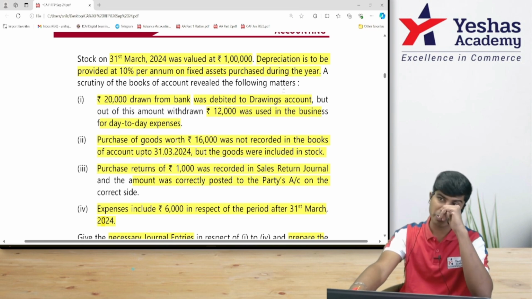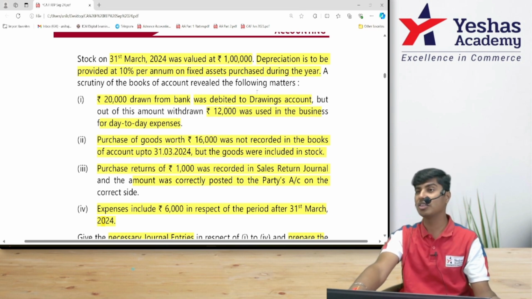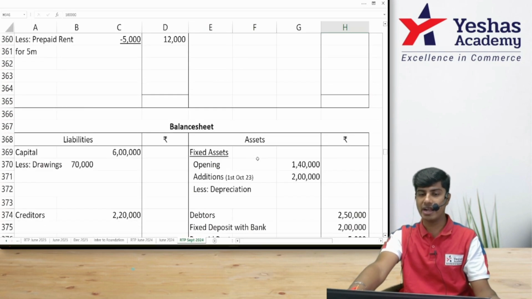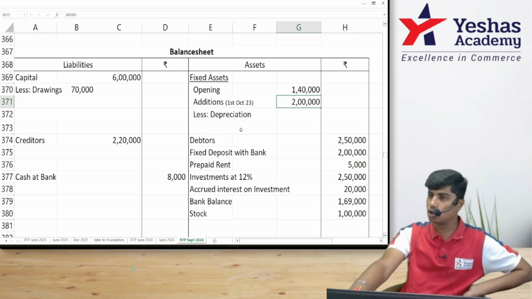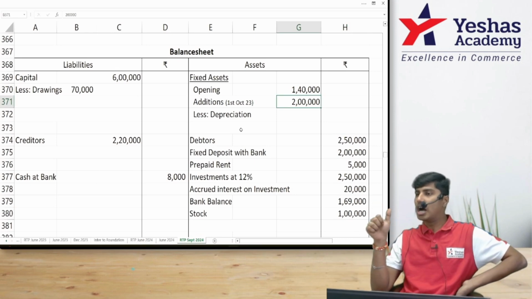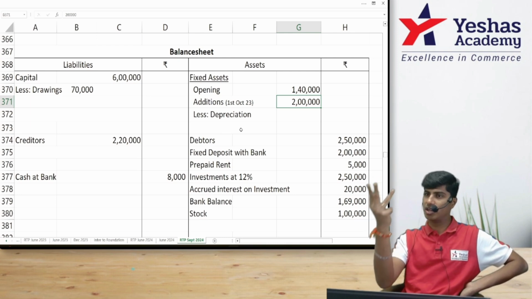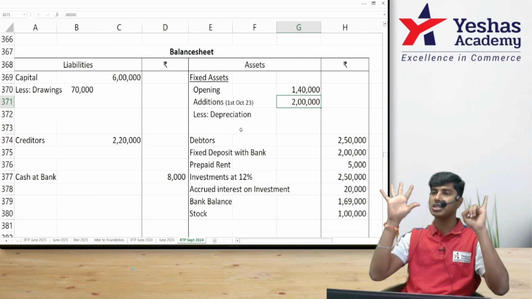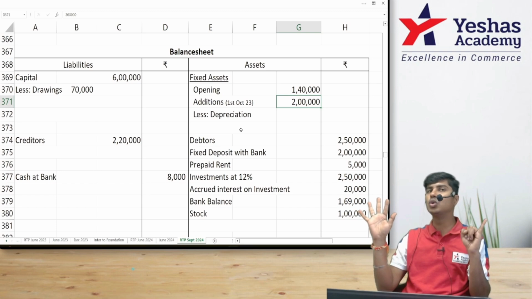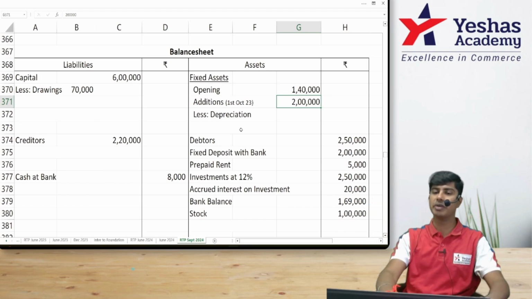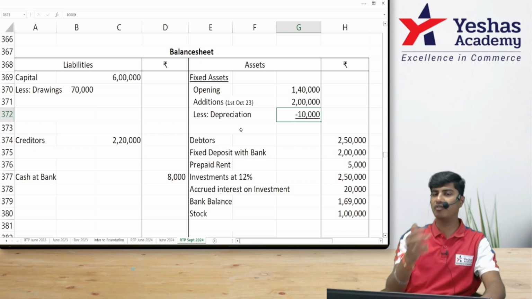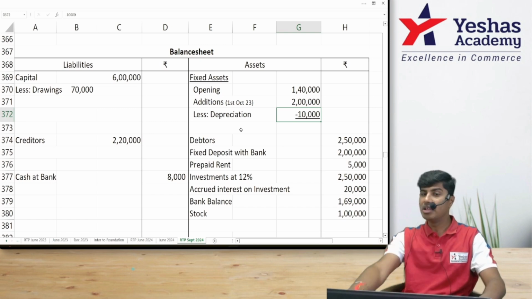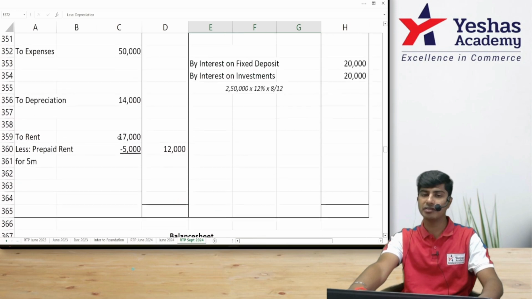Depreciation is to be provided at 10% per annum on fixed assets purchased during the year. How much depreciation should be provided? They have given per annum. Okay, come here. What is the value of the asset purchased? 2 lakh. When did you buy it? October. From October to March you compute. October, November, December, January, February, March. How many months? 6 months. 2 lakh into 10% is 20,000. Into 6 by 12. 10,000 depreciation we have to provide on this machinery. Sorry, fixed asset. This 10,000 depreciation I should also write here.